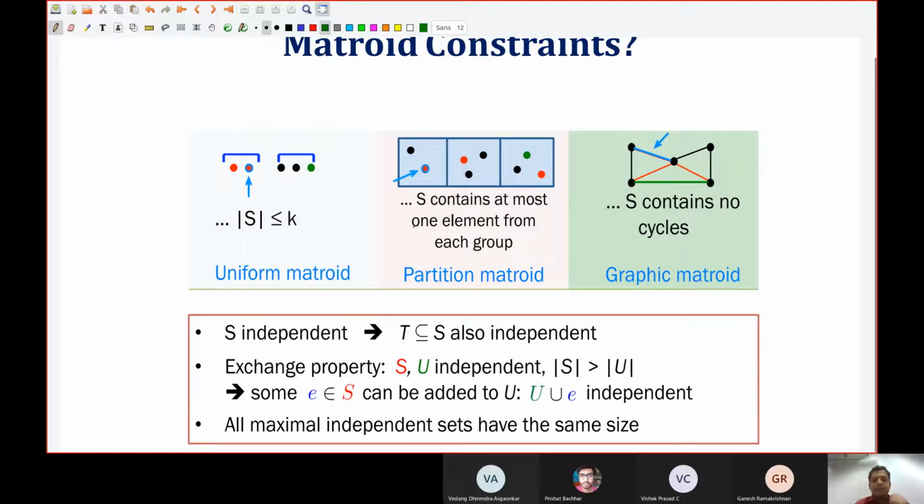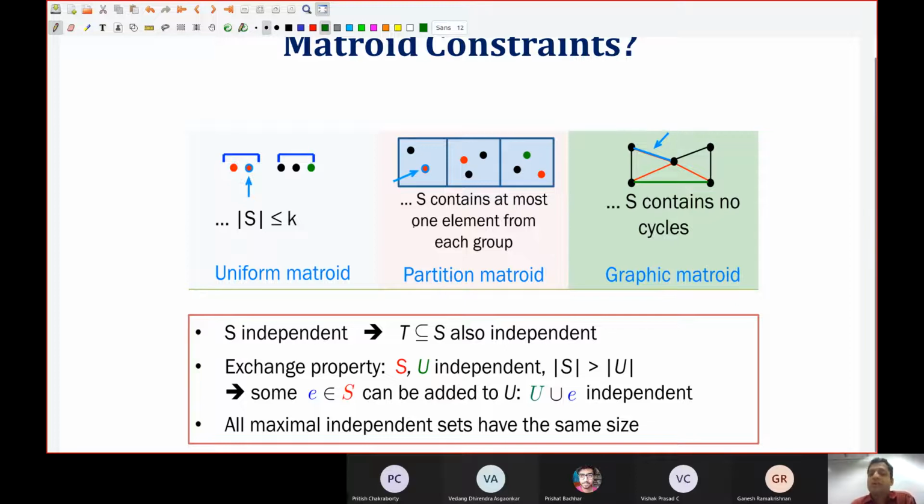Partition matroids, basically, S must contain at least one element from each group. It's a partition matroid. Okay, you can define the notion of independence for each of these. I will not go into those details. But basically these partitions are creating the notion of independence. So maximal set. What would be a maximally independent set in the case of partition matroid? One from each of these partitions. That's what you're proposing, right?